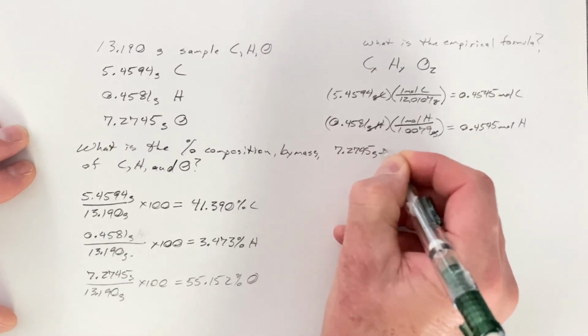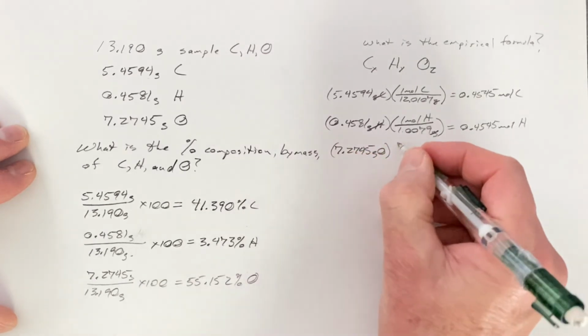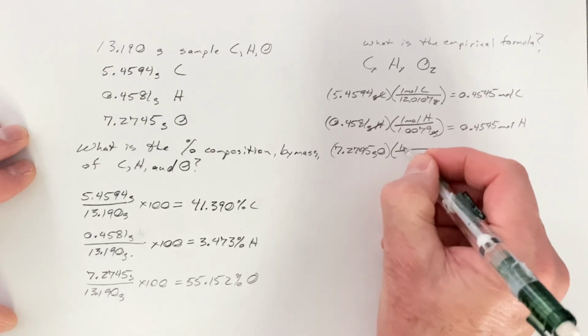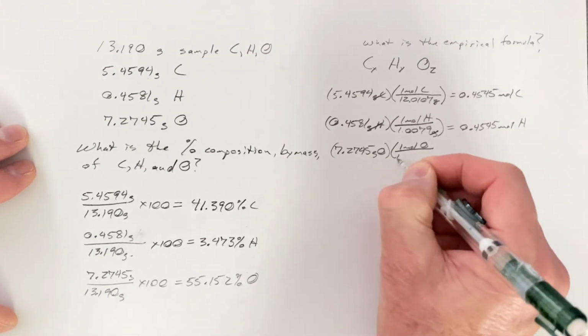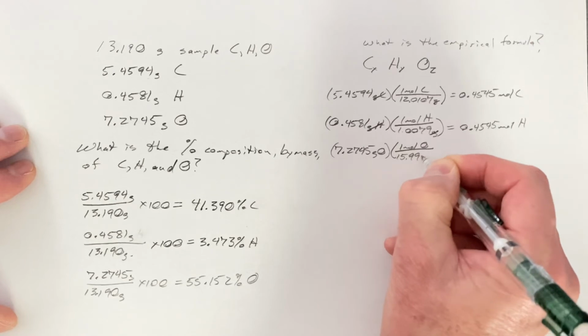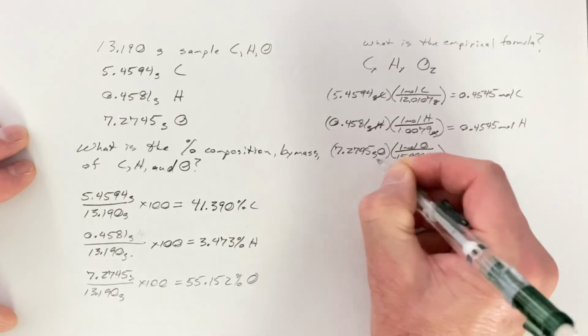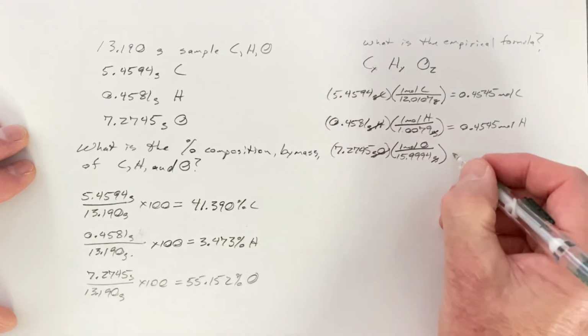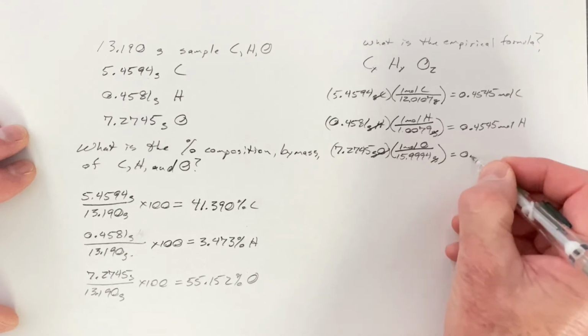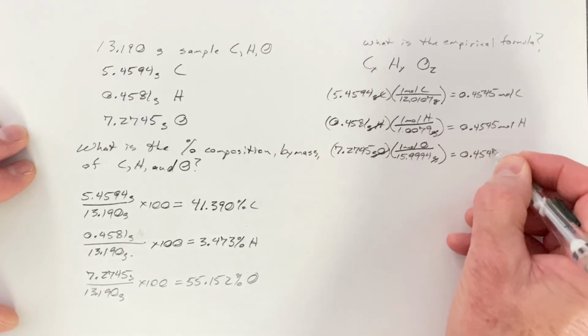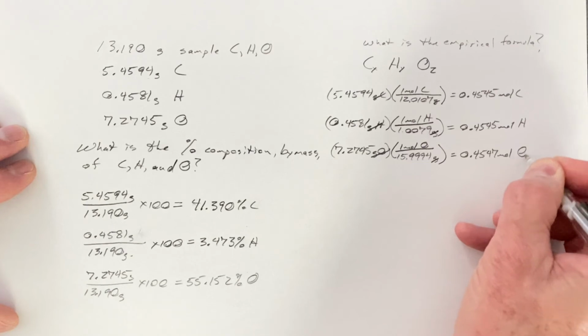We see that there are 7.2745 grams of oxygen in our sample. The periodic table tells us 1 mole of oxygen has a mass of 15.9994 grams. Grams of oxygen cancel with grams of oxygen, and this gets us 0.4547 moles of oxygen.